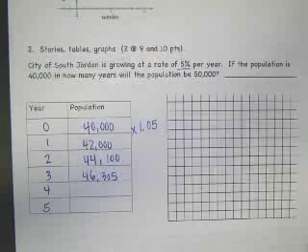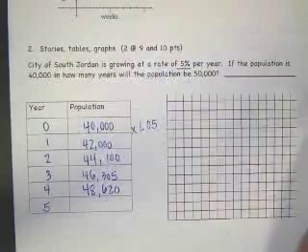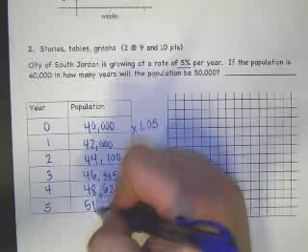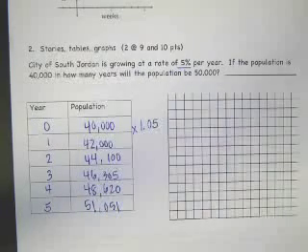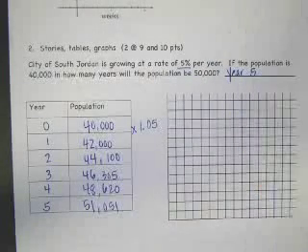46,305. And I'm rounding to the nearest whole person because when we're talking population, we don't count half a person. And the next one we have 48,620. And last in our box, we have 51,051. Okay. So it reaches our population year 5 that we're looking for.